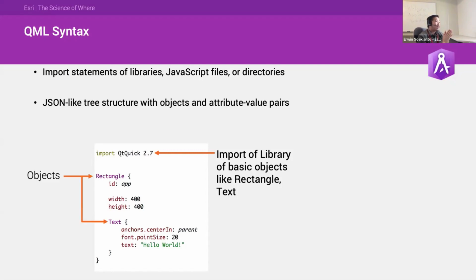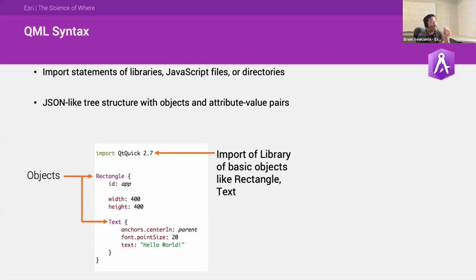And after that, you declare an object. We want to have a rectangle with an ID of app, width and height 400 pixels. And then inside the rectangle, there is a text that's anchored to parent, and it says hello world.